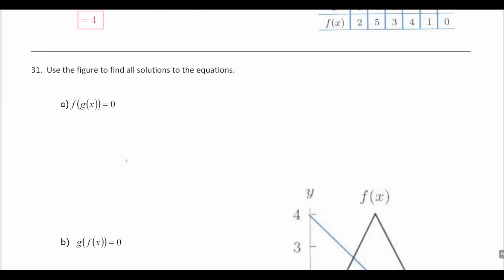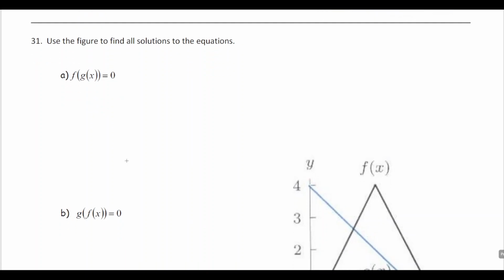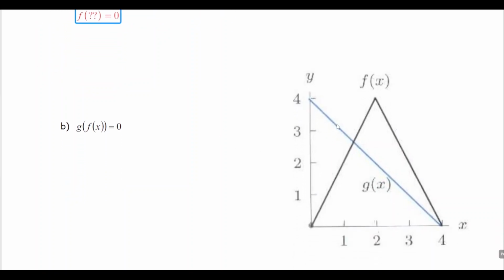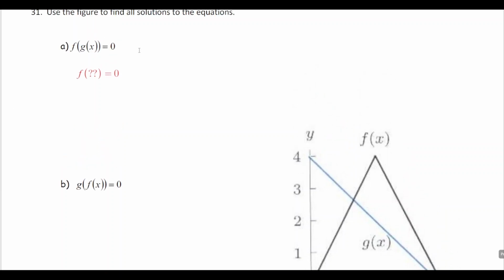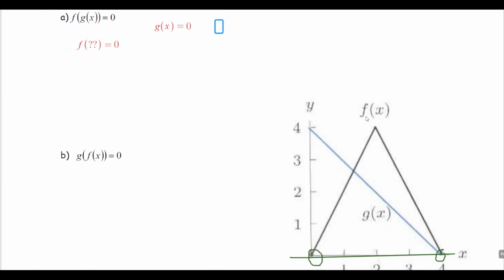All right, our last problem here says use the figure to find all solutions to the equations f of g of x equals 0 and g of f of x equals 0. So first we want to know f of what is 0, right? So then we'll be able to set an equation g of x equals something. If we look at the f function, we see that f equals 0 in 2 locations. Here and here. So that's going to be at 0 and 4. So there are 2 separate x values where f is equal to 0. So we can say that either g of x has to be 0 or g of x has to be 4, right? Because those are the 2 x values that make f 0.